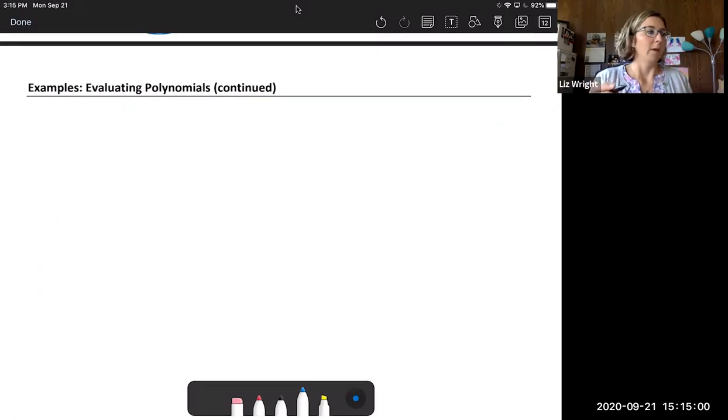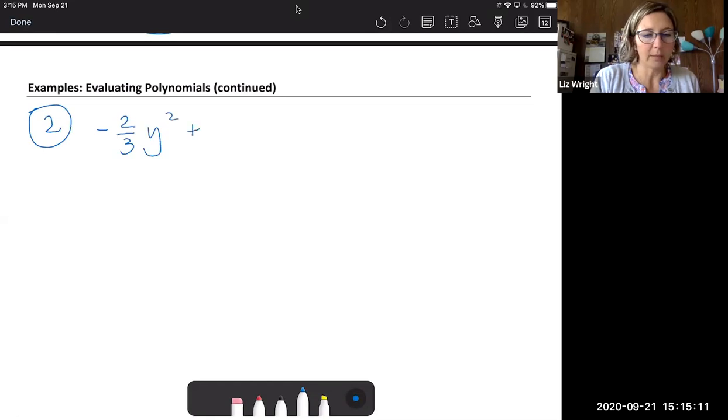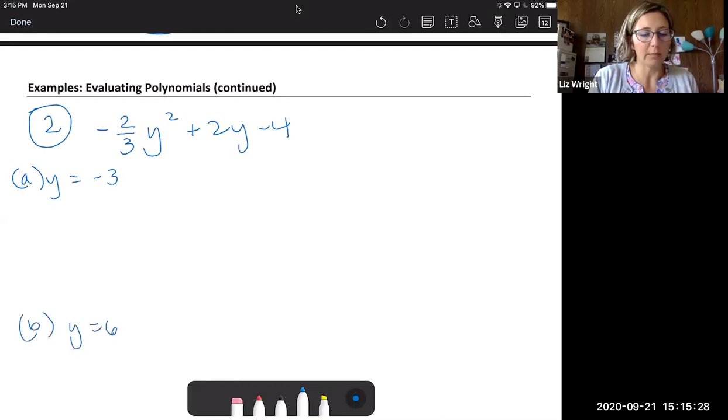Okay, for our next example, this is example 2. We are going to have -2/3 y squared plus 2y minus 4. And we're going to evaluate it when, so this is part A, evaluate it when y equals -3. And then B is going to be when y equals 6. So we're going to plug those in.